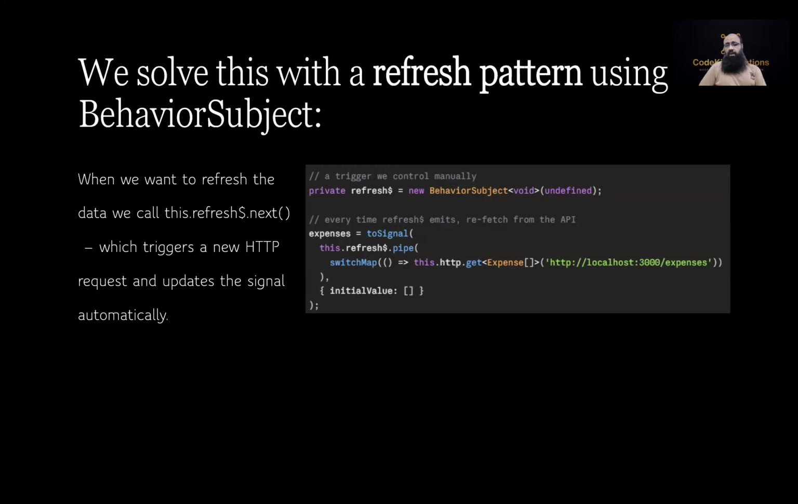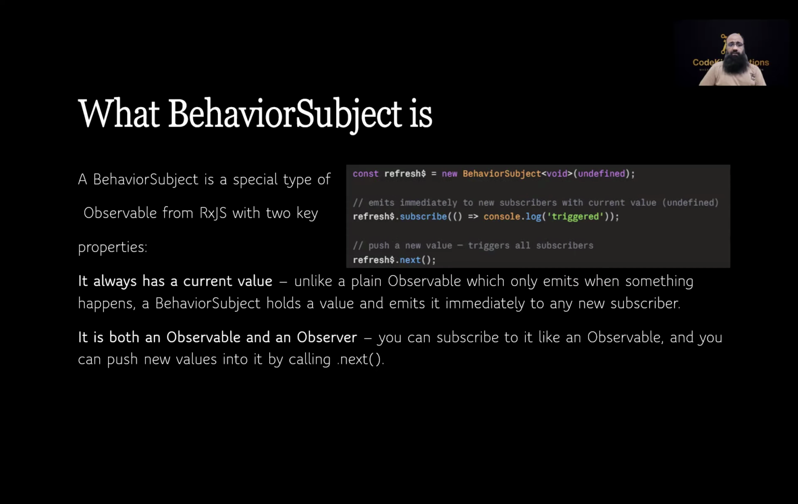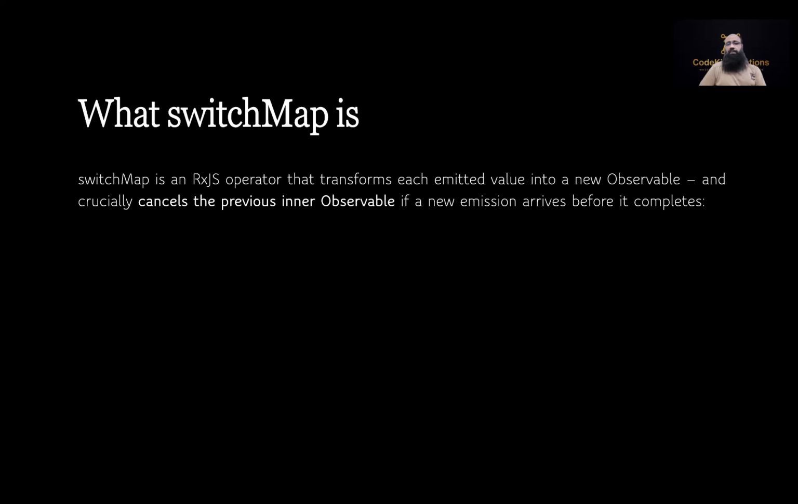So over here, this switchMap, where within this you can see in the third or fourth last line. So there's a switchMap, and we are going to discuss what that switchMap is. Again, this is an RxJS operator. What does it do? It transforms each emitted value into a new observable, and crucially cancels the previous inner observable if a new emission arrives before its completion.